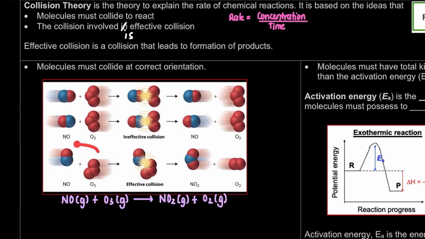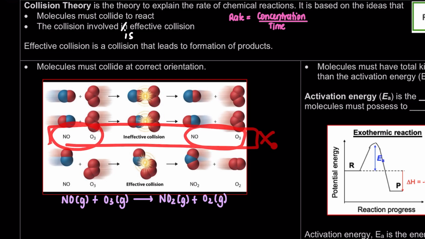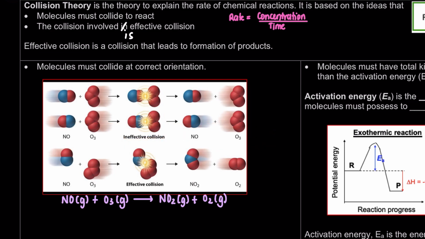Since the molecules collide at the correct orientation, it is one of the criteria of effective collision. Hence, we will have a product. We can see the reactant and the product are different species. Whereas for the ineffective collision, there is no change from NO plus O3 to NO plus O3, so there is no formation of product. So this one is ineffective collision. That is the first criterion.